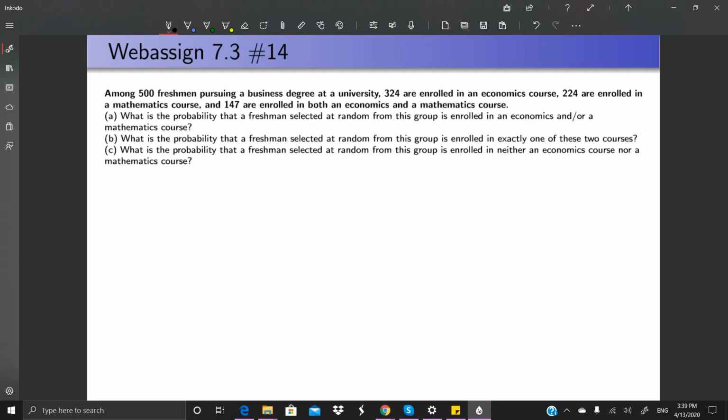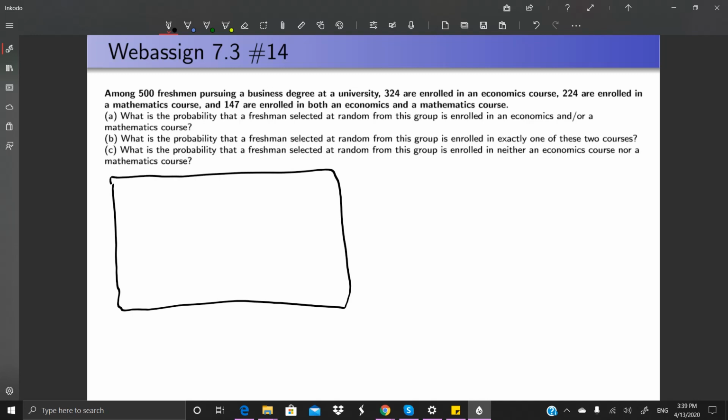So what is the probability that a person randomly selected is enrolled in econ and or math? And then another one is exactly one of the courses. And then the last question is neither of the courses. So this would be a really good example of why you'd want to use a Venn diagram to answer this. You don't have to, but again, for visual representation, let's draw the Venn diagram here.